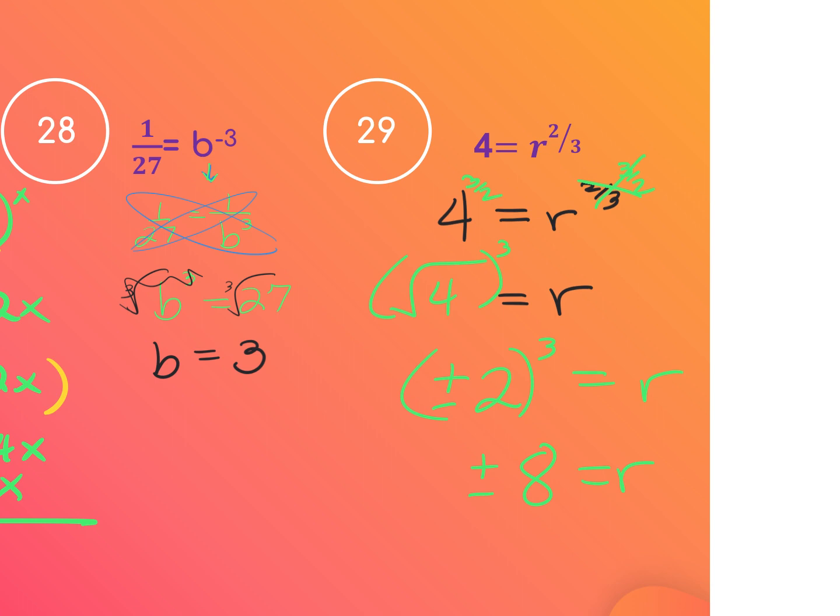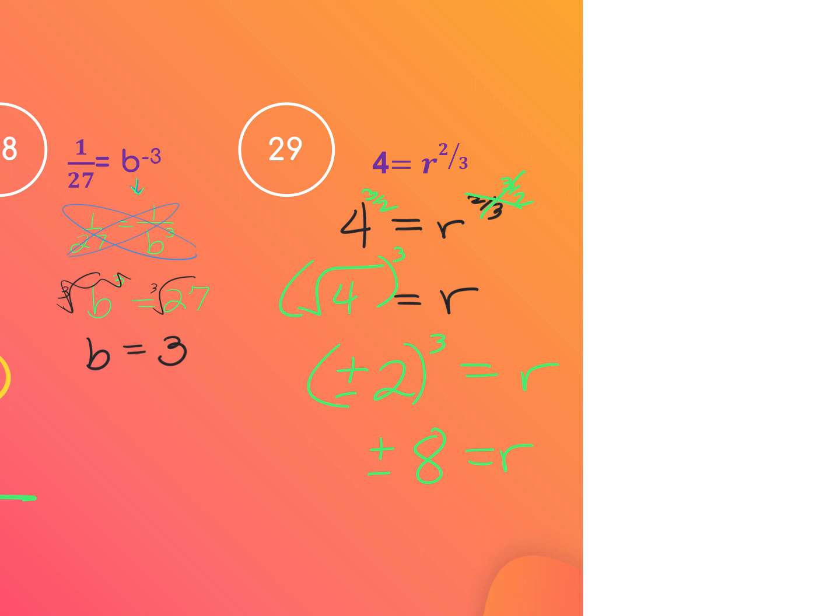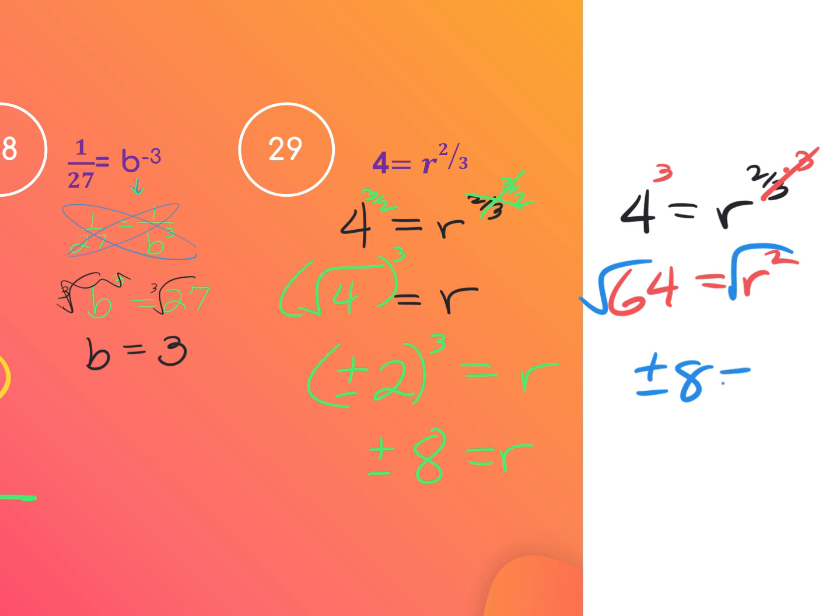The other way you could have done it, now remember, you don't always have to do the root first. So at this point, another thing you could have done is you could have raised both sides to the 3rd power, which cancels the fraction, and then you get 64 equals r squared, then square root both sides, positive and negative 8. You can do it either way. A lot of times it's better to do the root first because it makes the number smaller. But not always will you be able to do the root first. Sometimes you will have to do the exponent first. So you can do it either way or do it all in one step and raise it to the reciprocal power.